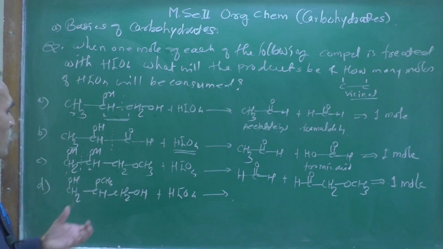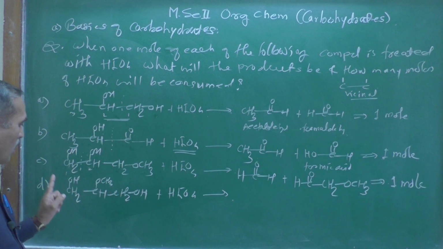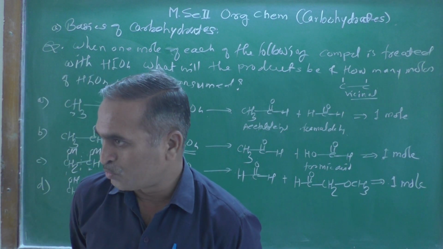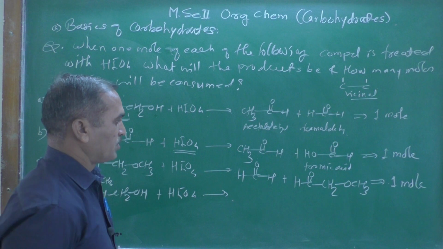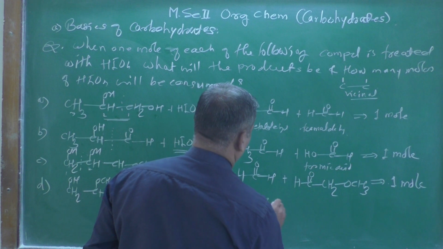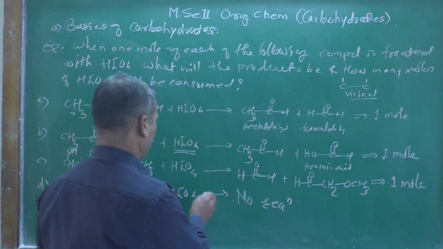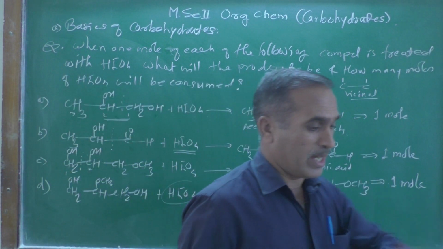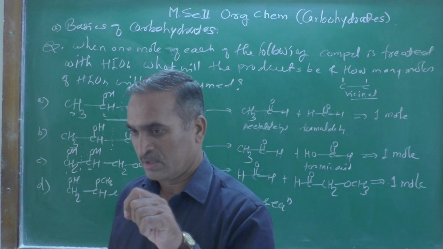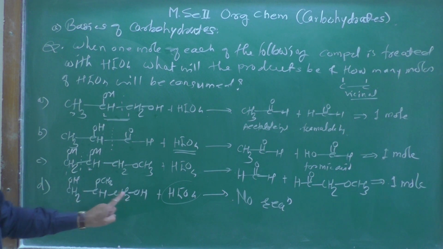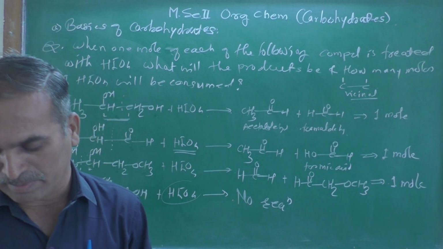The methoxy group is present in between, and the hydroxyl groups are at the 1 and 3 positions, not at the 1,2 positions. They are not a 1,2-diol, therefore there will be no reaction. Nothing gets consumed, so it remains as it is. That is the main point you must remember: this CH2OH and the other OH are not adjacent to each other, and therefore there will be no reaction. Remember that one.